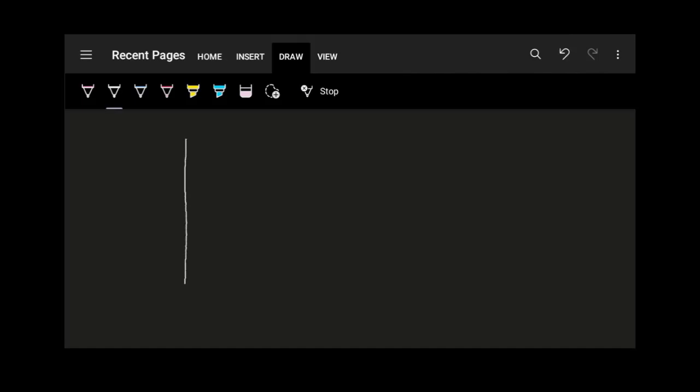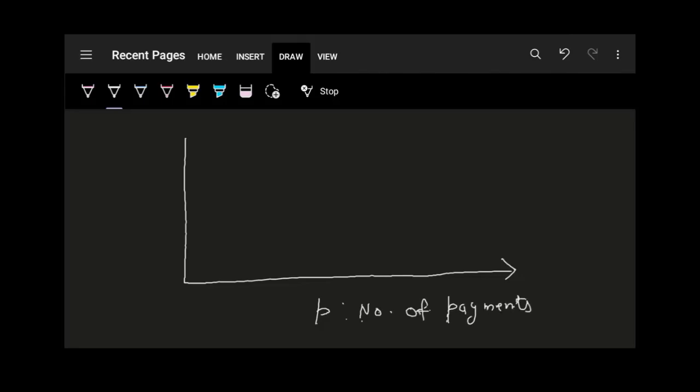Suppose this is my graph. On the x-axis, I have P, that is my number of payments in a unit time, and on the y-axis I have the interest rate IP. So the graph of this situation will look like this.